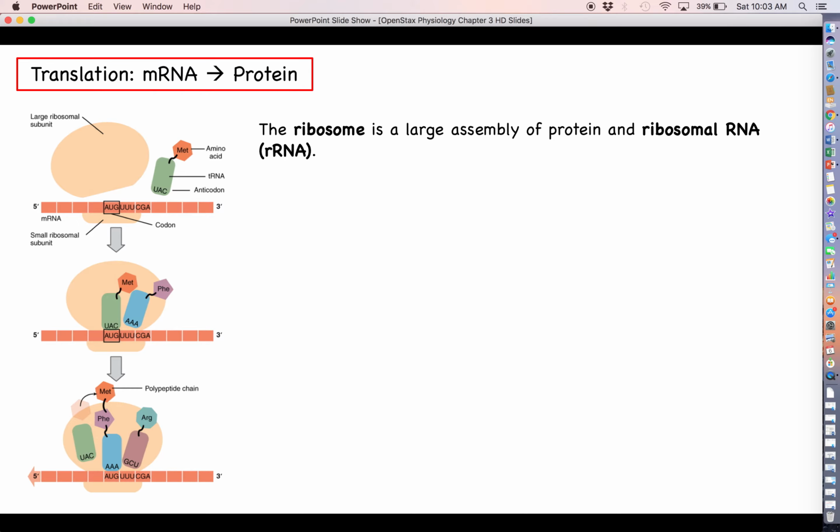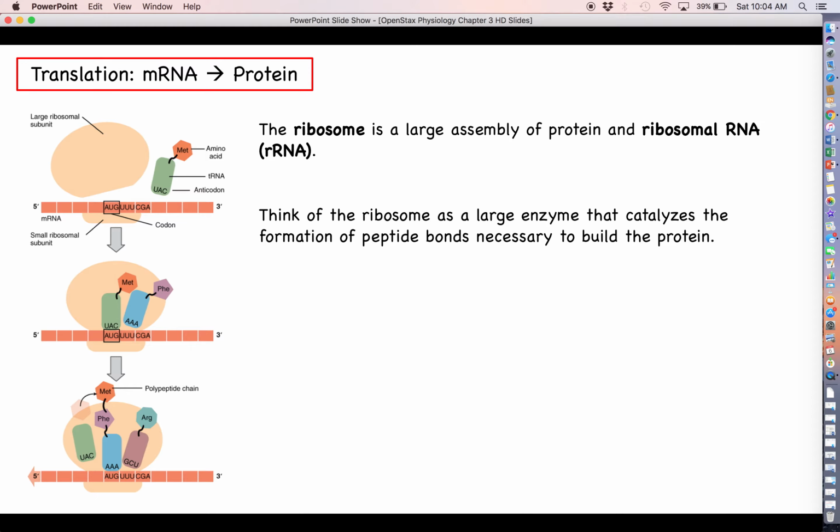If we want a little more information about the ribosome itself, we mentioned this before, but it's basically a big amalgamation of protein and ribosomal RNA. That ribosomal RNA is made in the nucleus, and then the ribosome is put together out in the cytoplasm.